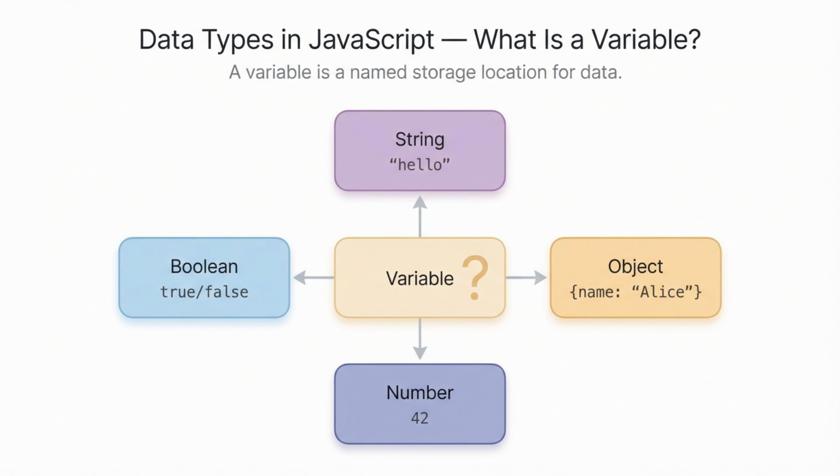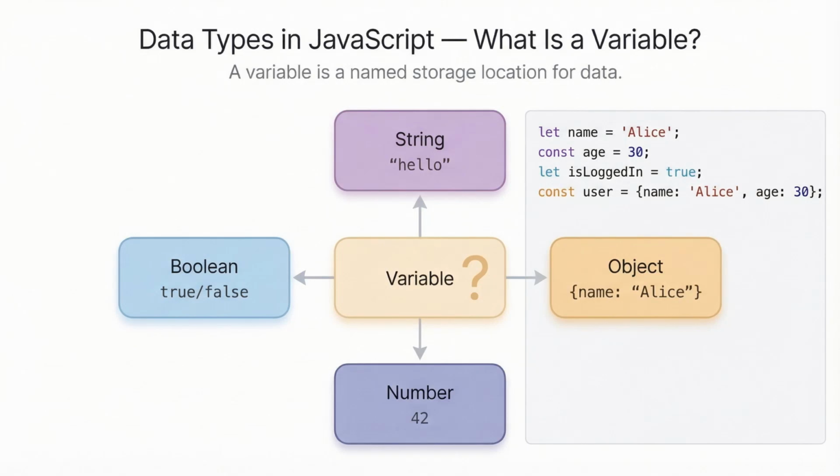Before you can do anything meaningful in JavaScript, you need to understand variables and data types. A variable is simply a named container, a place in memory where you store a value so you can reference it later. JavaScript supports several core data types: strings for text, numbers for numeric values, booleans for true or false logic, and objects for structured data. Knowing which type you're working with determines what operations you can perform on it.